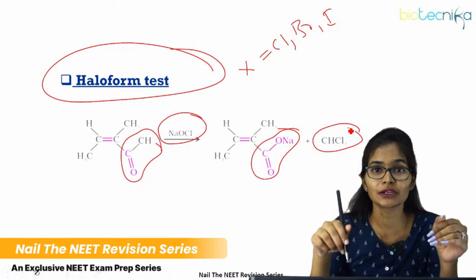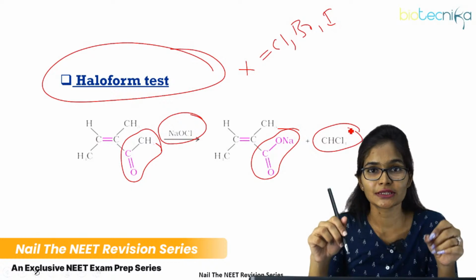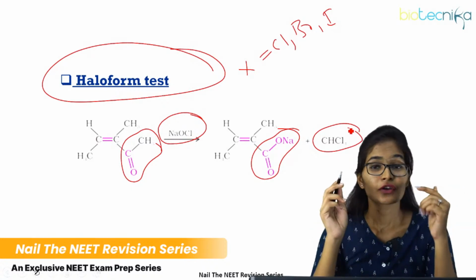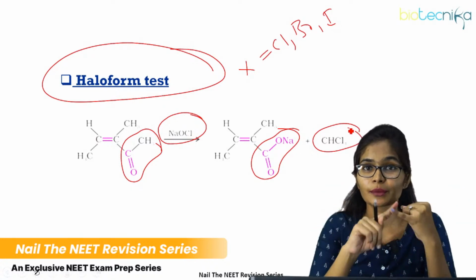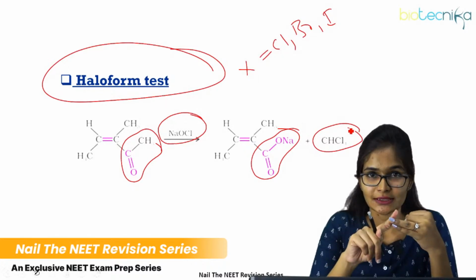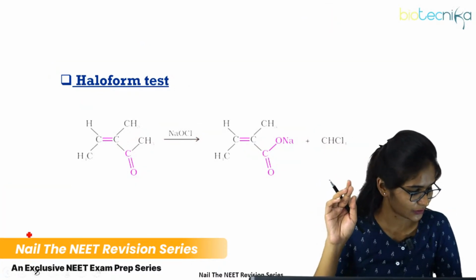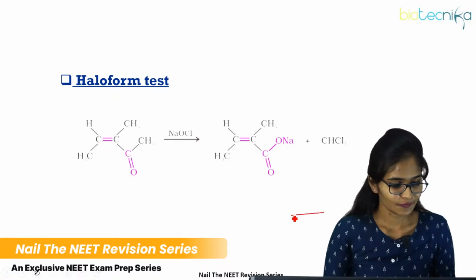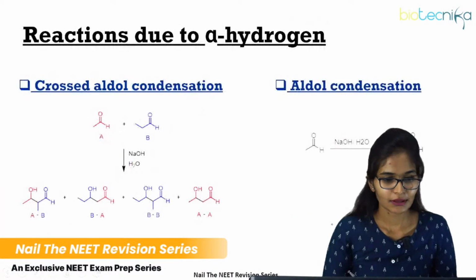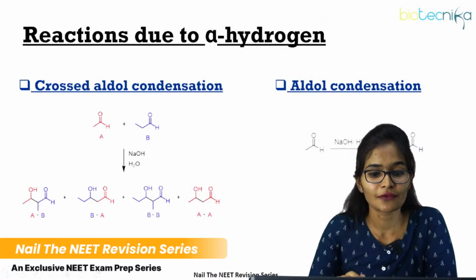Specifically, we do this for ketones to distinguish them from aldehydes, and for aldehydes we have preferred the Fehling test and Tollens test, right? So these are the oxidation methods of aldehydes and ketones. And now coming to the next method, reactions of alpha hydrogen.